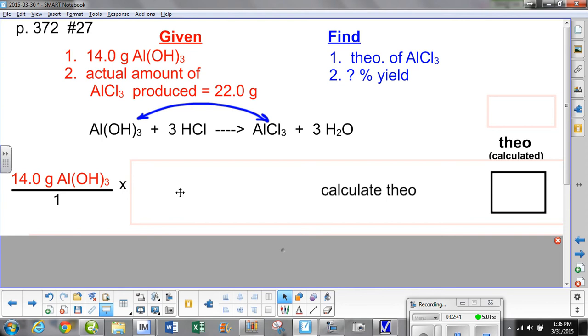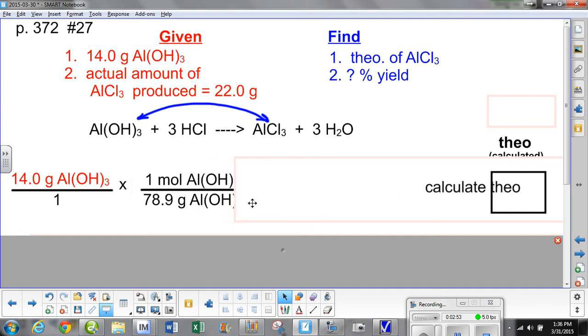And Aga, could you please give us what the next fraction is on your paper? Good. You're using the molar mass, and you have the molar mass on the bottom, so we'll cross out the aluminum hydroxide grams, and we've just converted to moles. Now we're going to use that magic mole ratio. So Vahe, what's on your paper for the mole ratio in the next fraction?